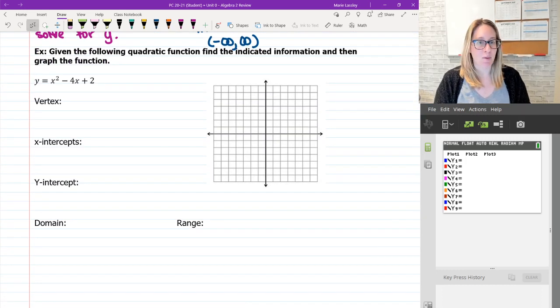All right, so we have this example problem here. This is something you guys definitely saw in Algebra 2. Given the following quadratic function, find the indicated information and then graph the function. So we're just going to go through everything that we just talked about and then we're going to graph.